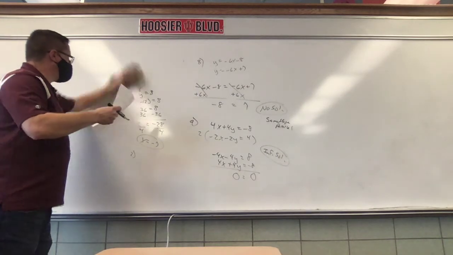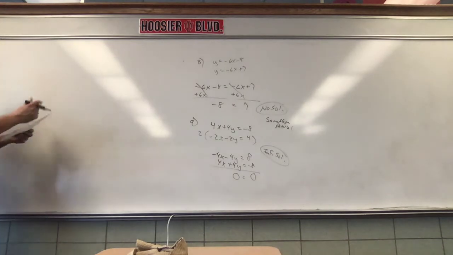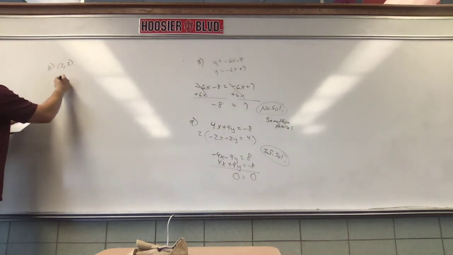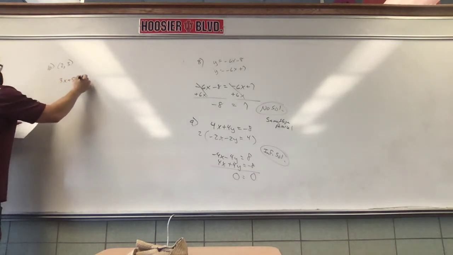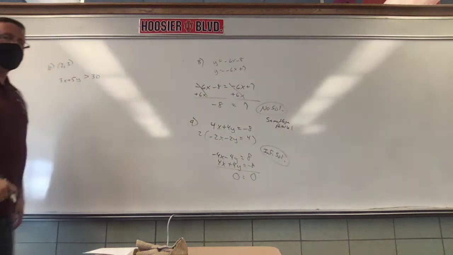Let's do a quick, easy one. Number 10. Is this a solution to the inequalities? Is the point (2, 3) a solution to 3x plus 4y bigger than 30? How are we going to check to see if it's a solution? Plug it in. So, Ross, you're up.